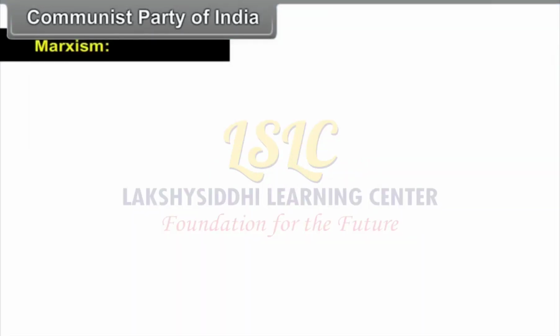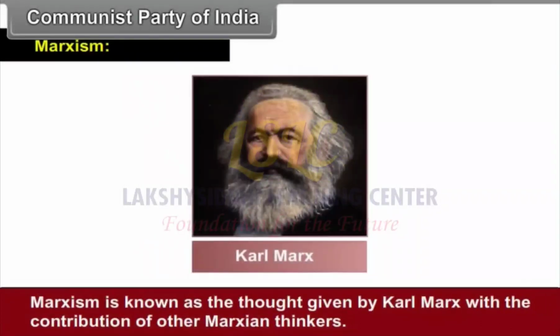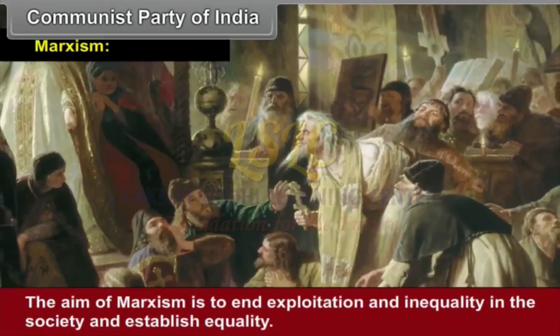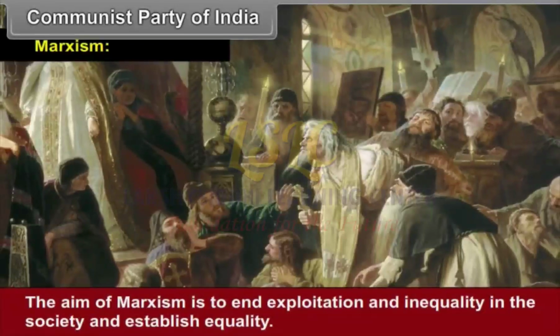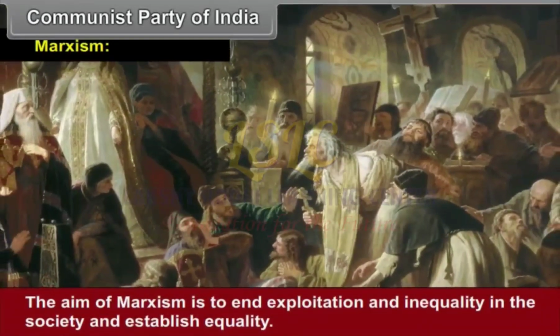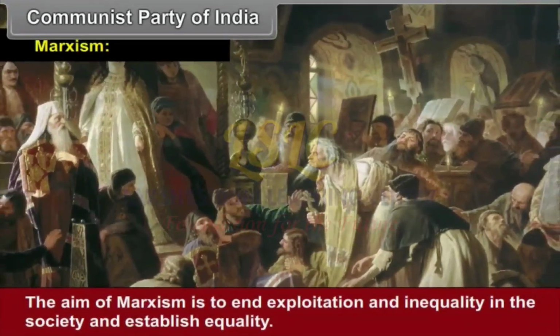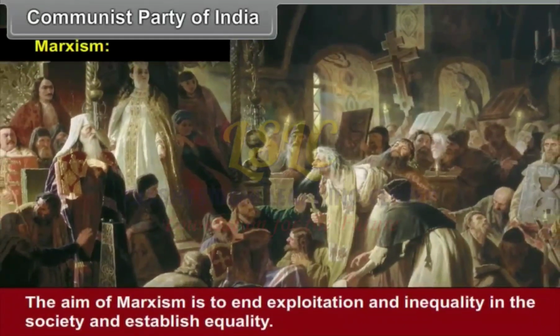Marxism. Marxism is known as the thought given by Karl Marx, with the contribution of other Marxian thinkers. The aim of Marxism is to end exploitation and inequality in the society and establish equality.